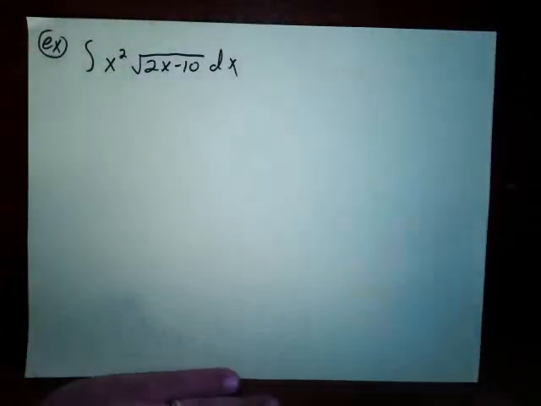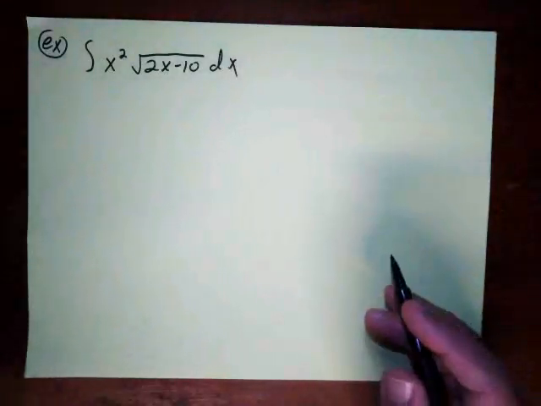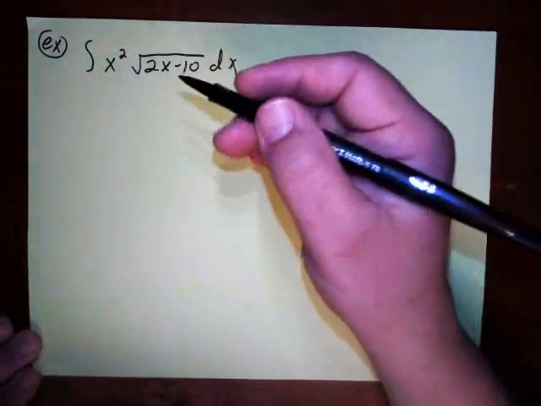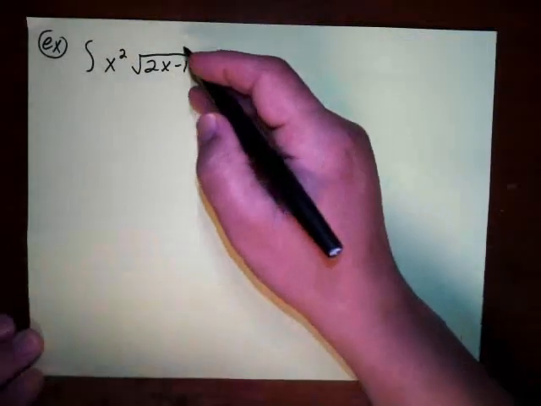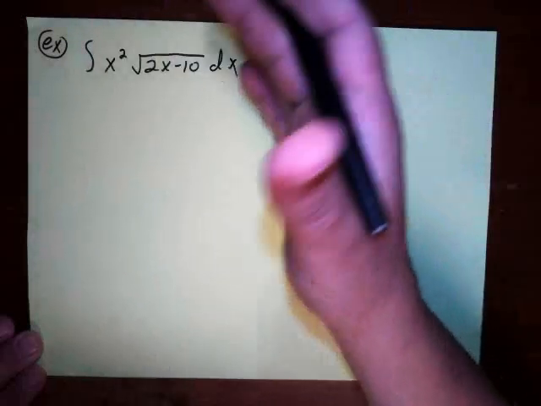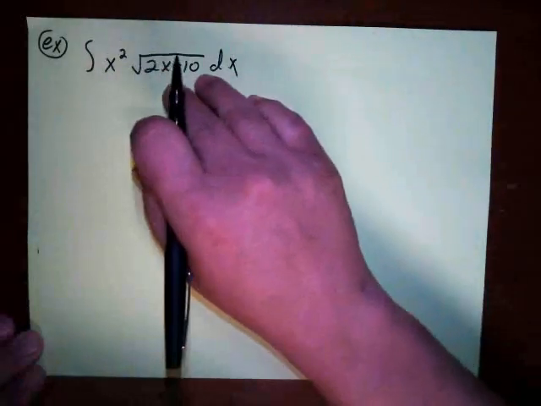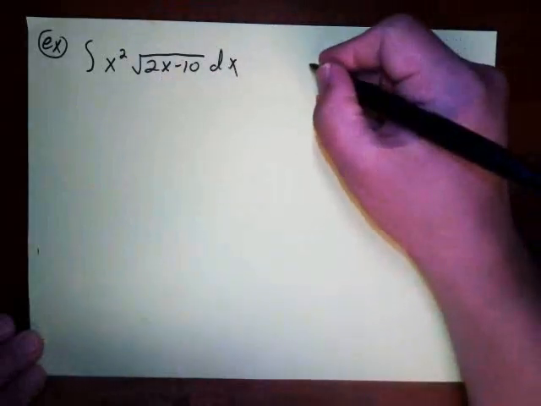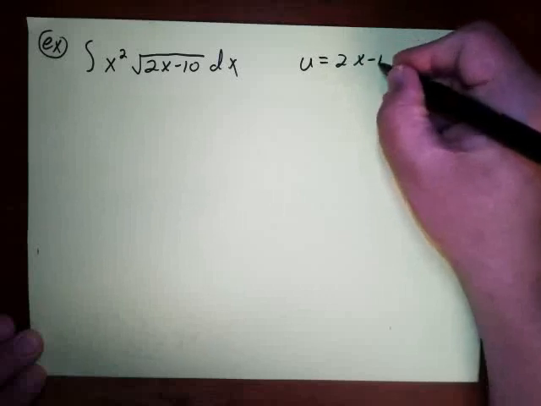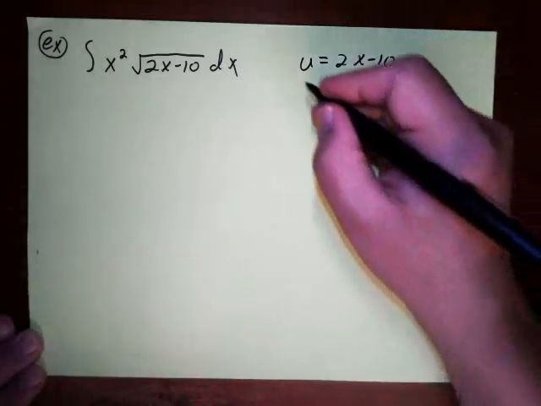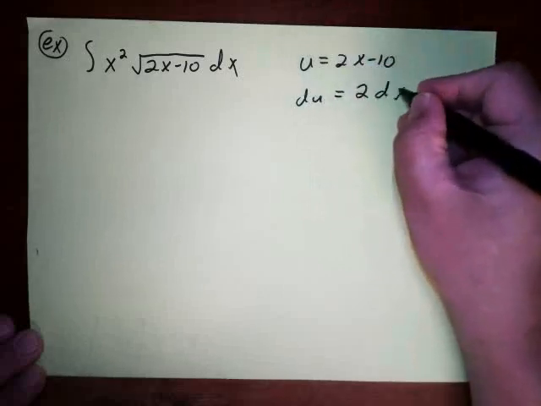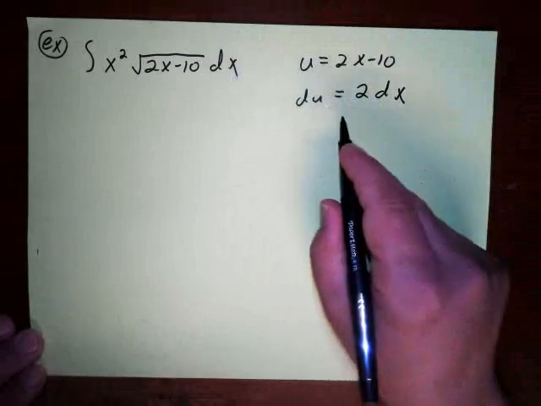So let's look at some more examples. Now here is one where we have the reverse of what we need in order to normally use the substitution method. If this were squared and that were x, we could use substitution like we normally do, but it's not. It's the reverse, right? But I'm going to let u be 2x minus 10, like that. And then my du would equal 2 dx.